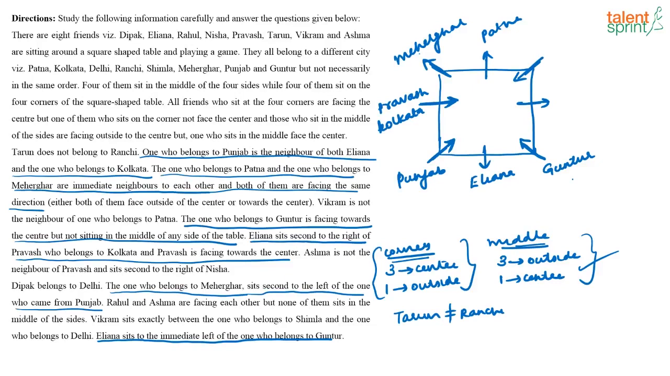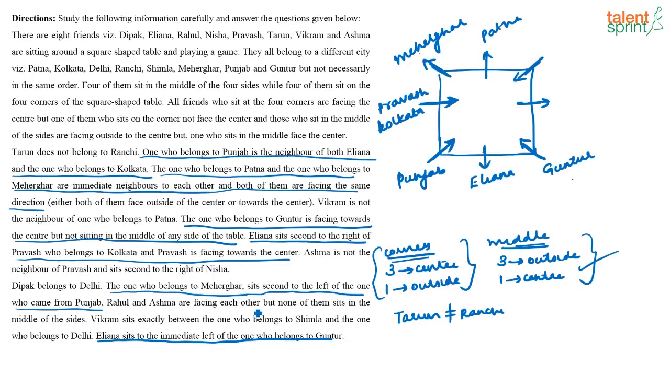Now what else is said? So this is Patna. Then Vikram is not the neighbor of the one who belongs to Patna. So Vikram can't be here or here. So Vikram has to be somewhere here. Okay, let us see where to put him. Then what else is said? Vikram is not the neighbor of the one who belongs to Patna. Asma is not the neighbor of Pravash and sits second to the right of Nisha.